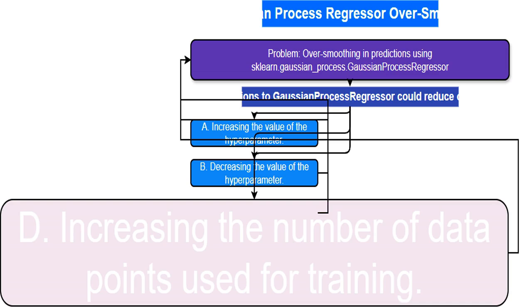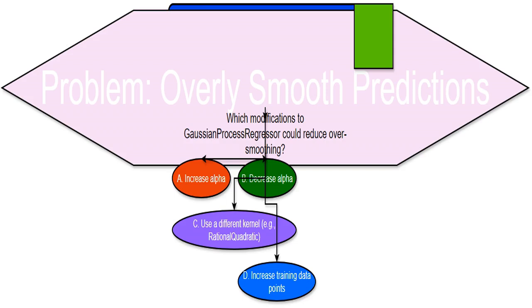The kernel function determines how smooth the model is. The radial basis function, RBF, kernel is known for its smoothness. Switching to a rational quadratic kernel, which is more flexible, can help me capture more detailed patterns in the data, reducing the oversmoothing effect.